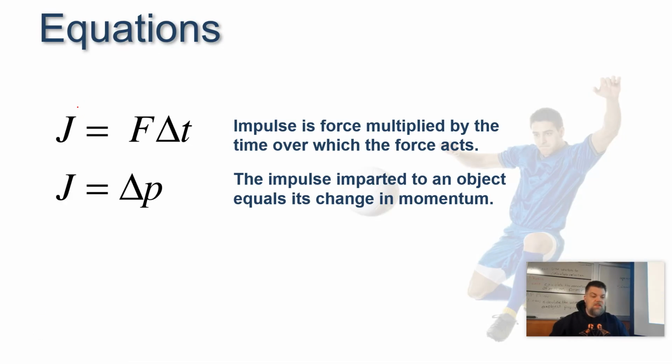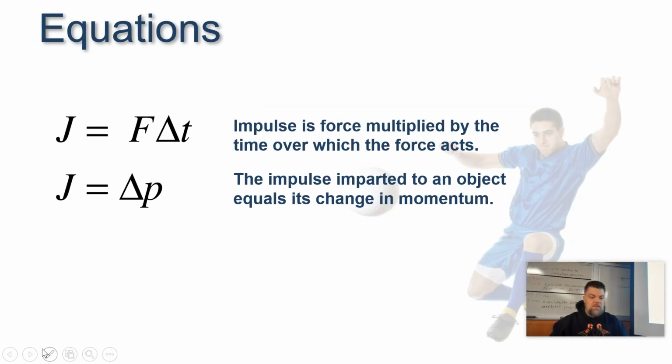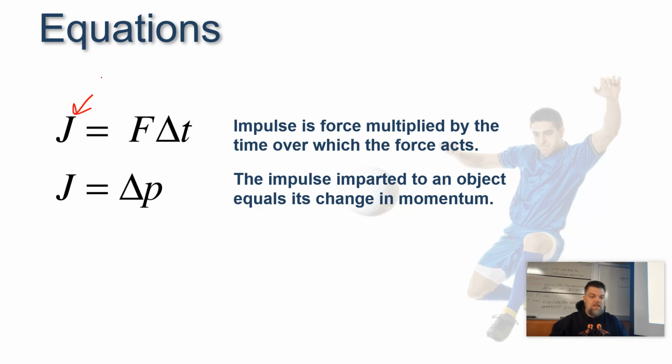So what letter do we use for impulse? Clearly, we're going to use J, right? So can somebody get that? So this is the impulse, okay? And really remember that that is the change in momentum, okay?